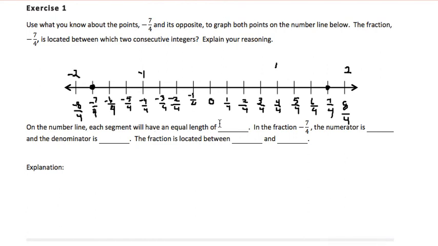on the number line, each segment will have an equal length of 1/4. In the fraction -7/4, the numerator is -7, and the denominator is 4. So the fraction is located between -2 and -1.